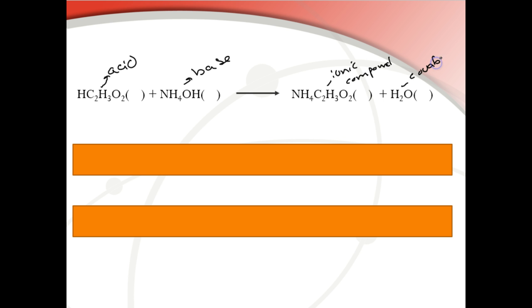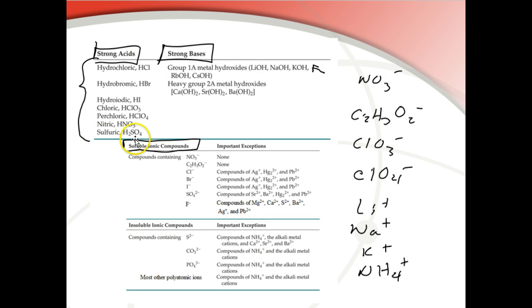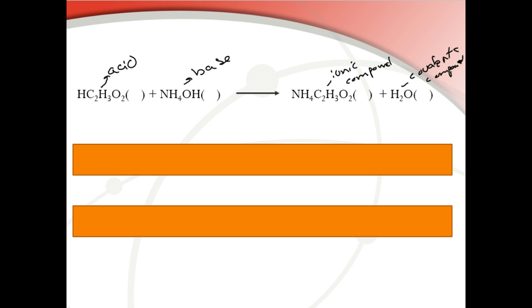So here we've got all different types of compounds. If we go back to our list, we see that strong acids and strong bases are strong electrolytes, but ammonium hydroxide is not on this list, and acetic acid is not on this list. So even though they're soluble compounds, it's an acid and a base. Don't get them confused with ionic compounds, where ammonium is always soluble. So what we're going to do is leave these guys together.